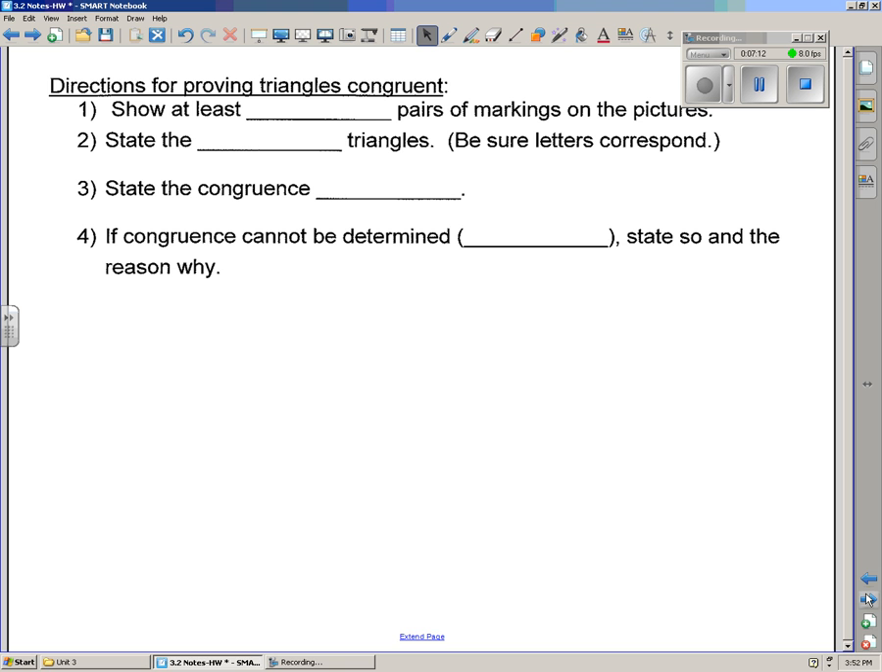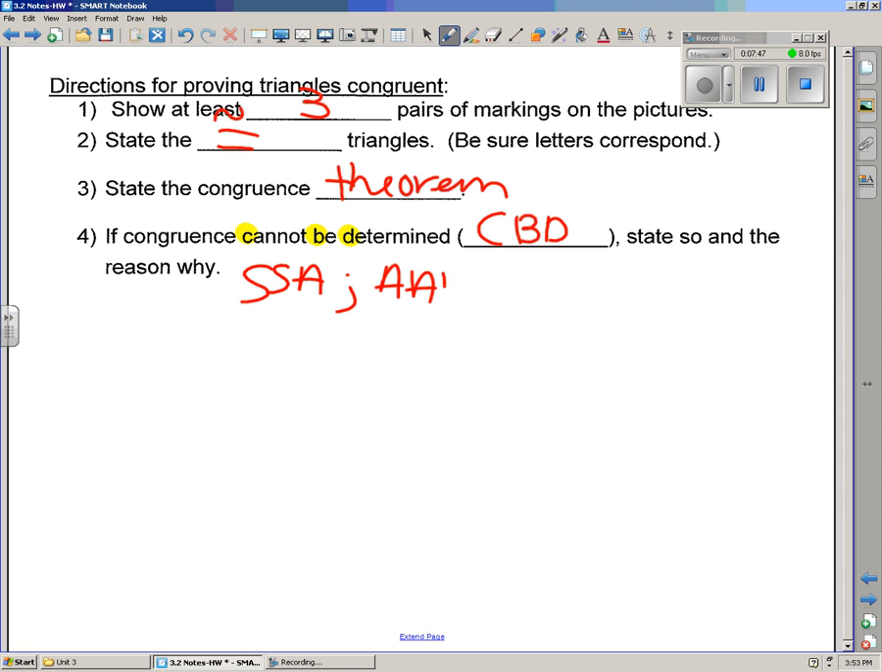Alrighty. So in order to show that triangles are congruent, what you need to be able to do is show that there's at least 3 pairs of congruent markings on your picture. You have to state the congruent triangles. You need to state the congruence theorem. If for some reason congruence cannot be determined, then you're going to write CBD, and you're going to state the reason why. Usually the reason is going to be because of SSA, because of AAA, or because the parts don't match up or correspond.